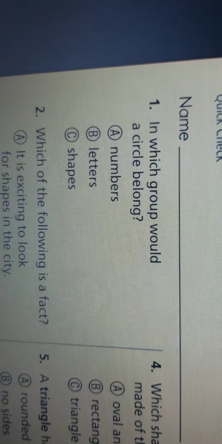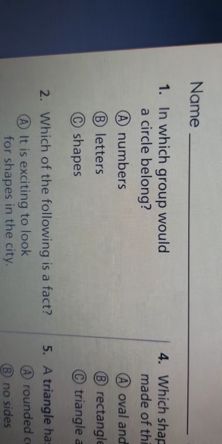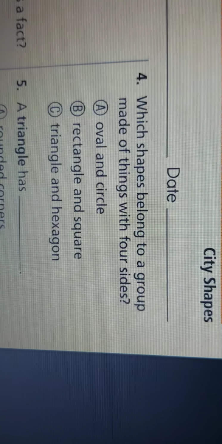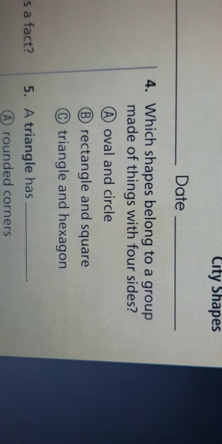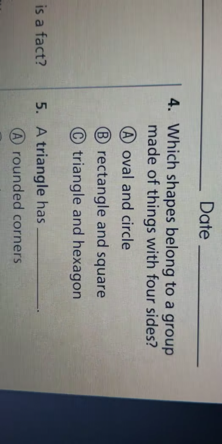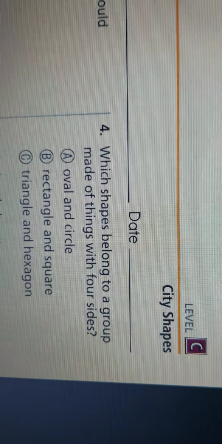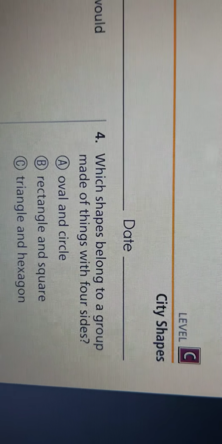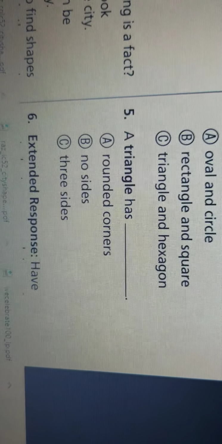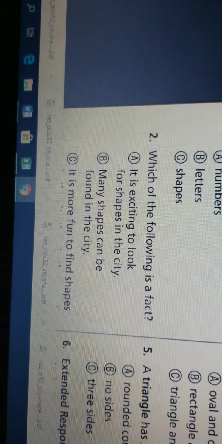In which group would a circle belong? Is it a number, a letter, or a shape? Which shapes belong to the group that has 4 sides? Is it going to be an oval and a circle, or a rectangle and a square, or a triangle and a hexagon? Remember, the hexagon had how many sides? Oh, I heard somebody say 6. Y'all are so smart. A triangle has rounded corners, no sides, 3 sides.